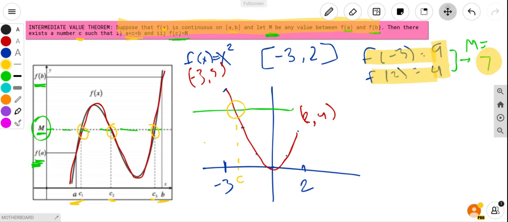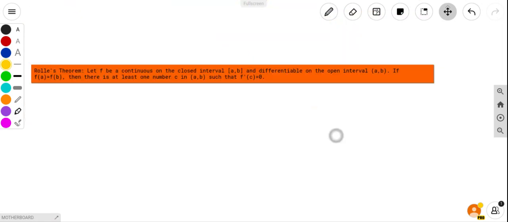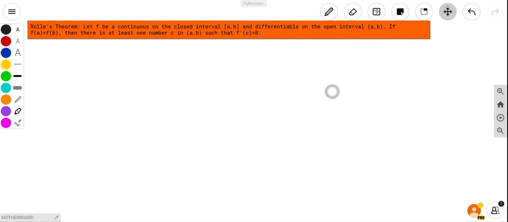So we also need to talk about Rolle's theorem. So I think Rolle's was a French guy because his first name is like Michel. Not Michael, Michel.